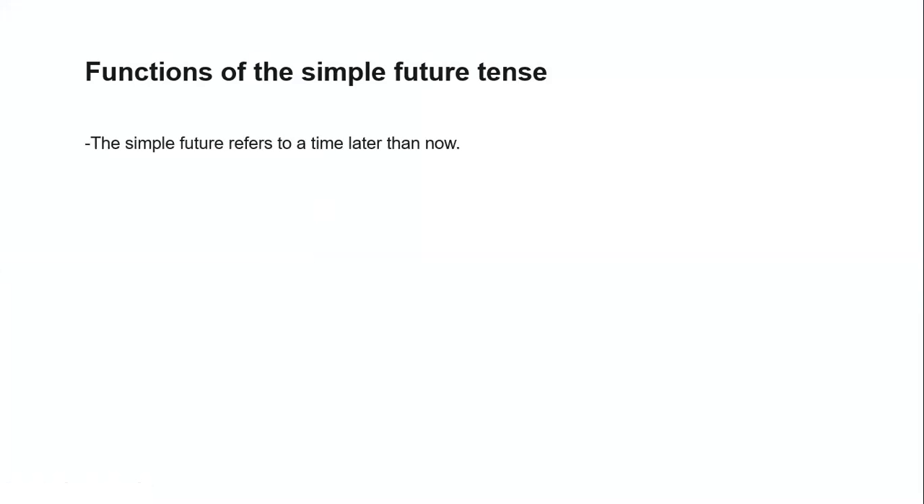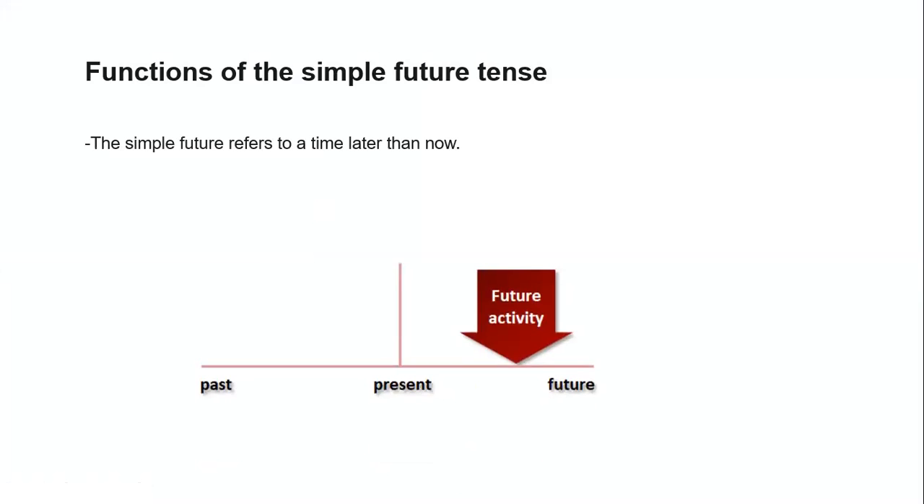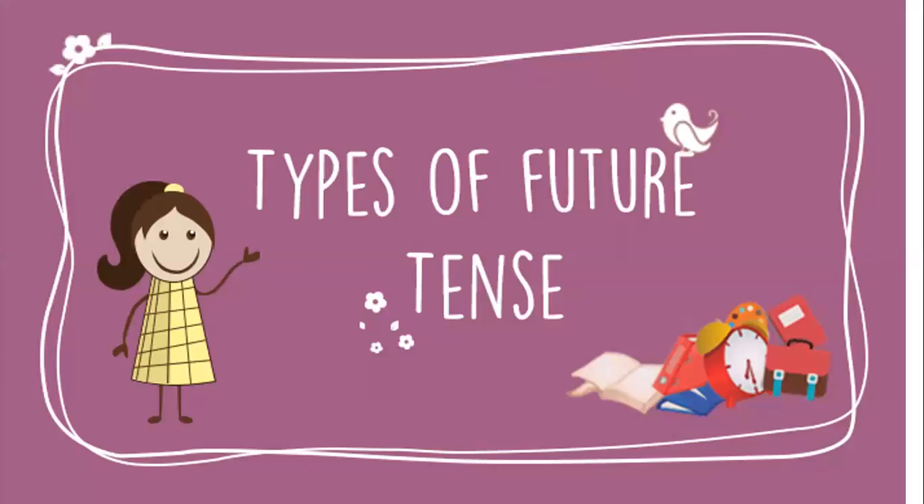So the simple future refers to a time later than now, a time that will happen after this present moment. Here in this timeline, you can see the past and the point here in the present, but everything that will happen after that will be in the future and we call it a future activity. The thing that will happen a moment after this is also a future activity.